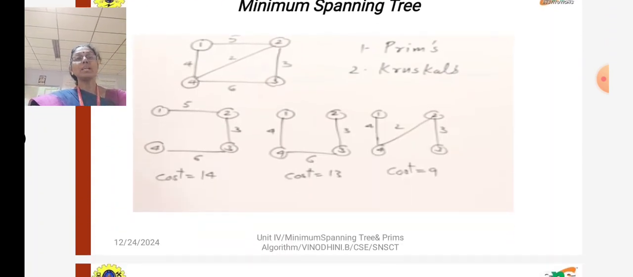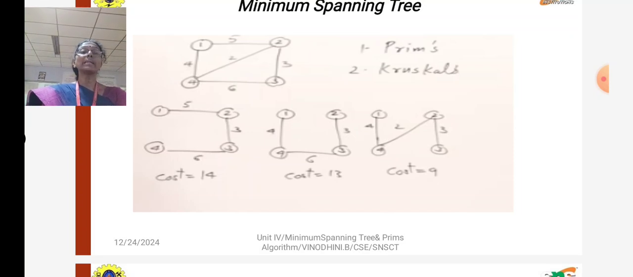For example, consider the given graph that contains the four vertices 1, 2, 3, 4. That is a weighted graph. From that weighted graph we have to find the minimum spanning tree. To find the minimum spanning tree for the given graph we have two types of algorithm. One is Prim's algorithm, the other one is Kruskal's algorithm. These are used to find the minimum spanning tree for the given graph.